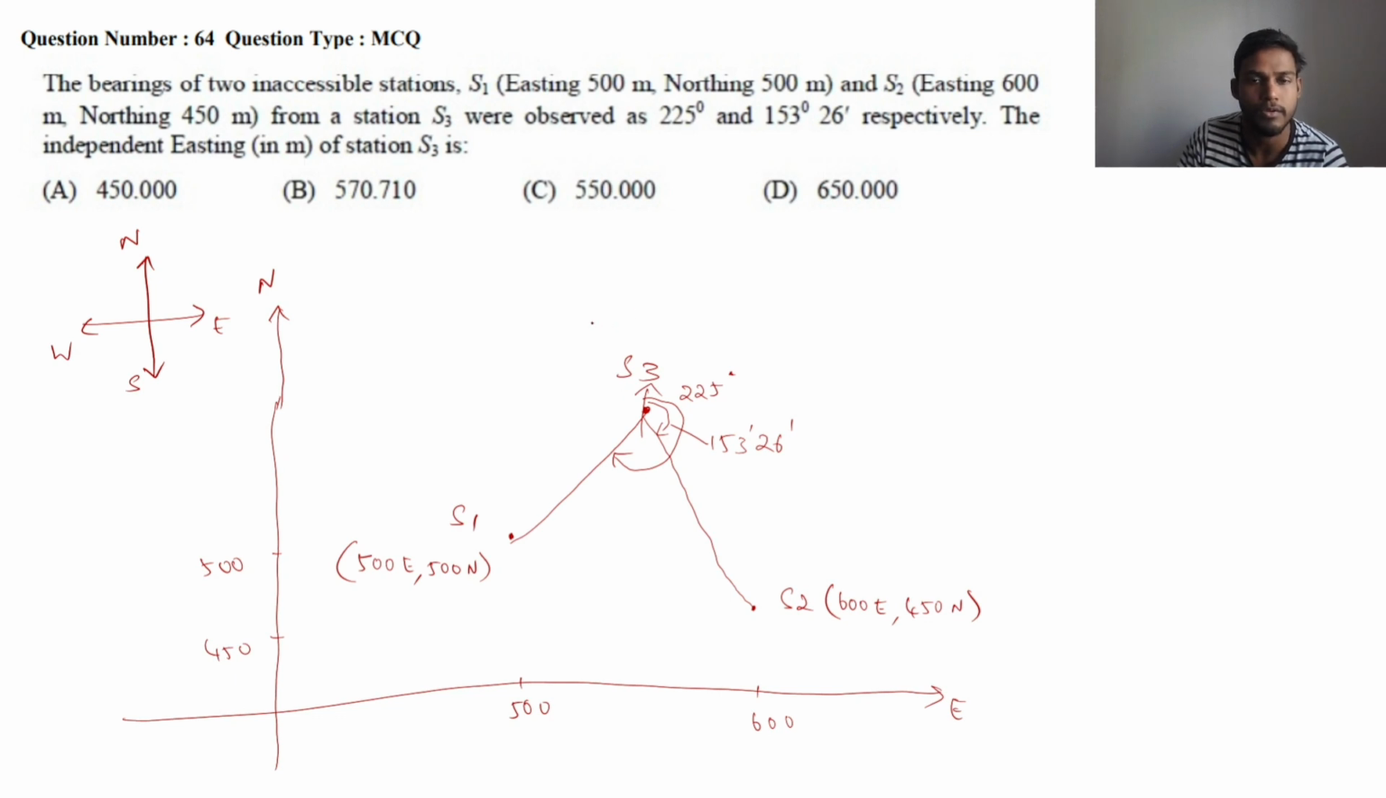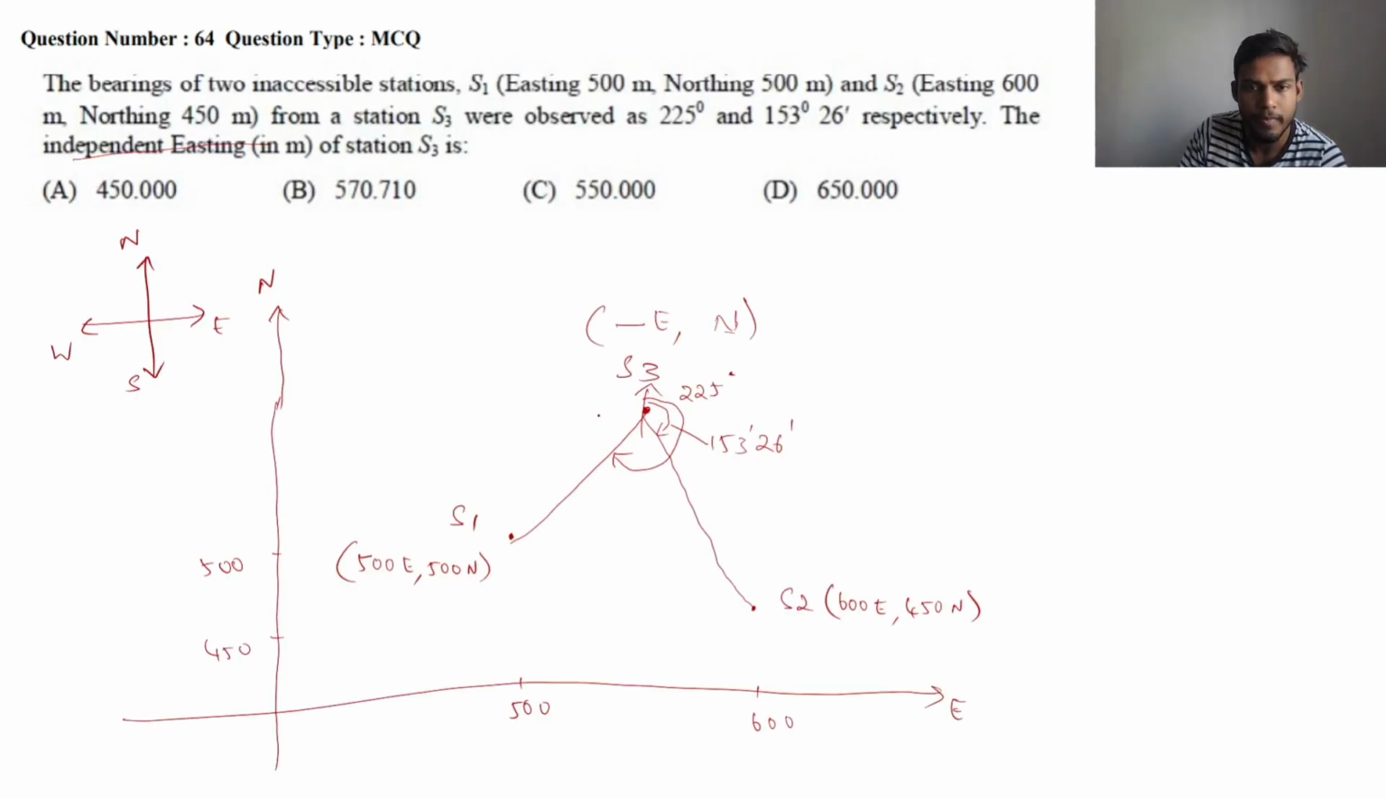And now the question is we have to find the independent easting. We have easting for S1 as 500 meter, we have easting for S2 as 600 meter. Now what is the easting for S3? This is the question, and no need to worry about the north. So to find this, let's plot the northing and easting of S3.